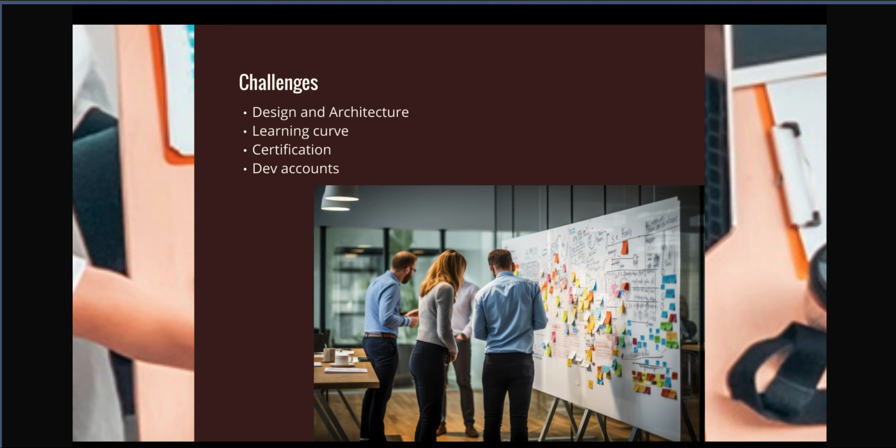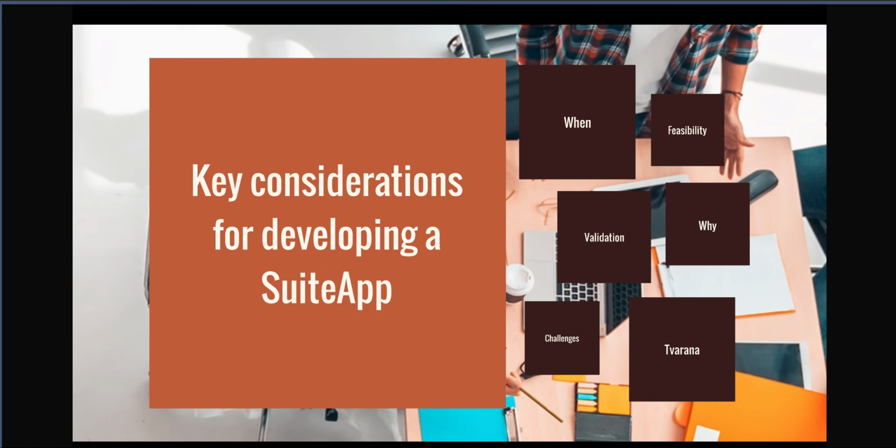Another challenge is getting dev accounts to start working on your ideas and performing feasibility checks. You won't be able to get a dev account without becoming an SDN partner first. So these are only a few initial challenges that we briefly touched upon. There could be many more that you have to navigate through before actually completing the build of a suite app. So we at Tvarna can help you navigate through all these challenges and help you reach your goal of building a suite app.